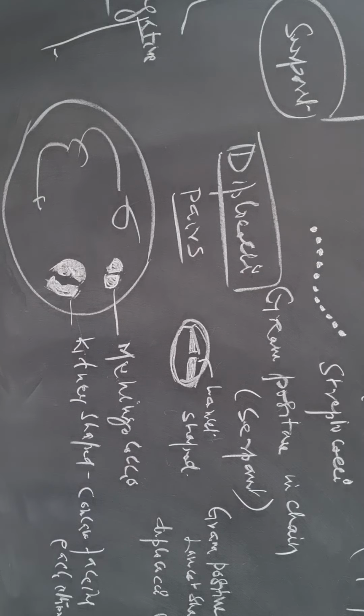Staphylococci look like a bunch of grapes because they divide in all planes and daughter cells fail to separate out from other cells. Streptococci are arranged in chains, looking like a serpent, because they divide in a single plane and daughter cells fail to separate.